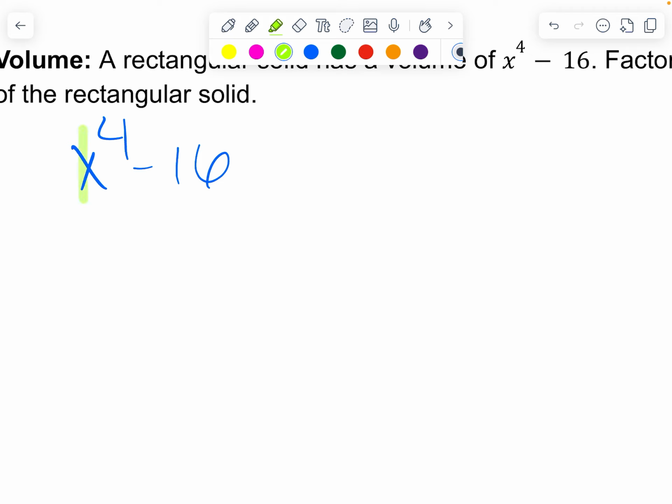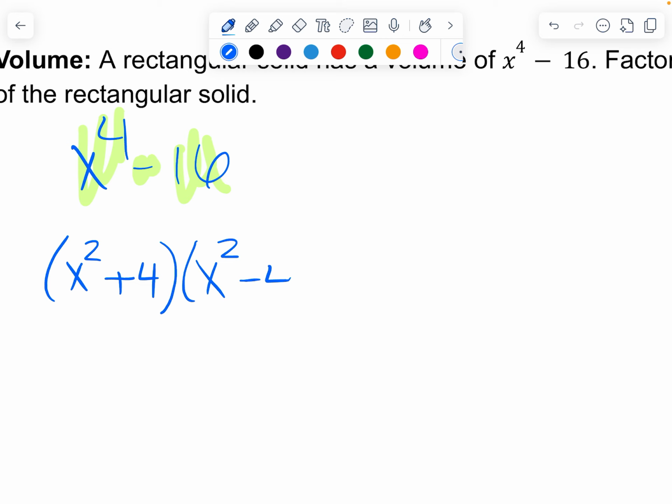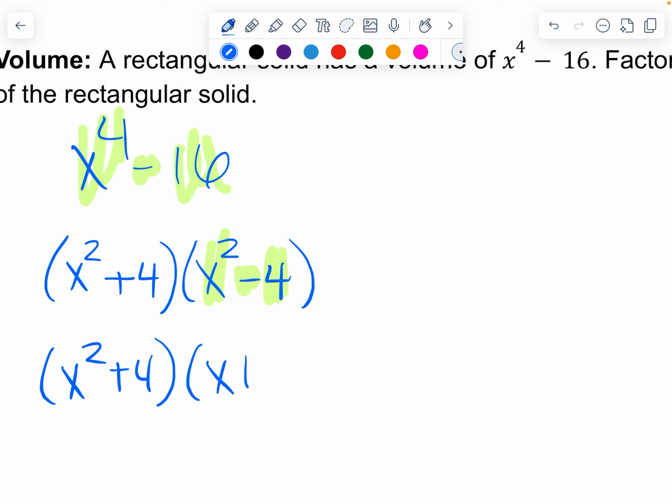So, is the first one a perfect square? Is the second one a perfect square? And do they have a minus sign in between? So, I get x squared plus 4, x squared minus 4, and look at that. Perfect square, minus sign. So I keep going. x squared plus 4, x plus 2, x minus 2. And there we have it.